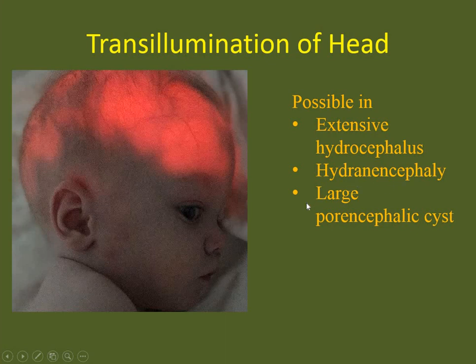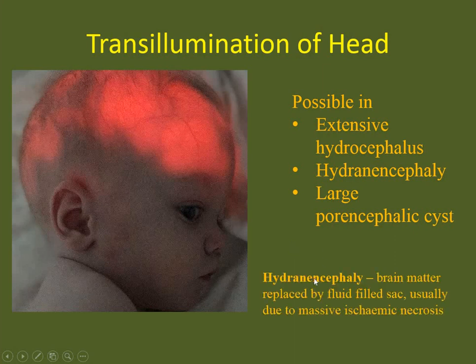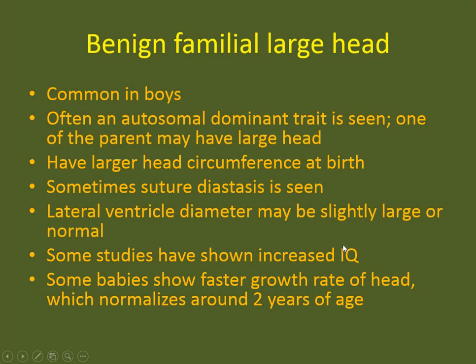These babies may look normal at birth because they have their spinal cord reflexes, sucking reflexes, everything intact, but they hardly show any development after that, right? And then a large porencephalic cyst also can show a transillumination of head. Porencephalic cyst is again a massive hemorrhage in a part of the brain, causing it to necrose and filled with water or liquid, right? So here hydranencephaly, brain matter replaced with fluid filled sac due to massive ischemic necrosis, right?